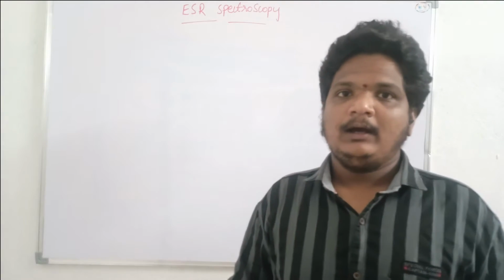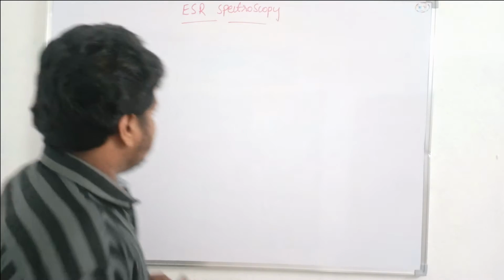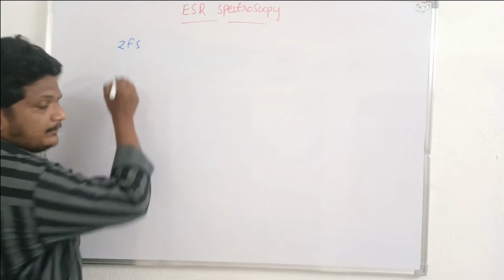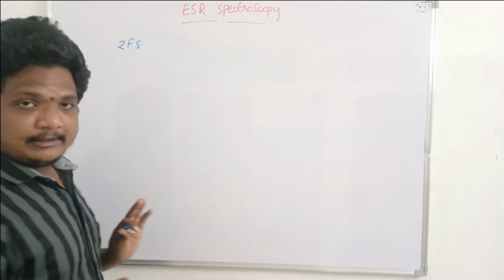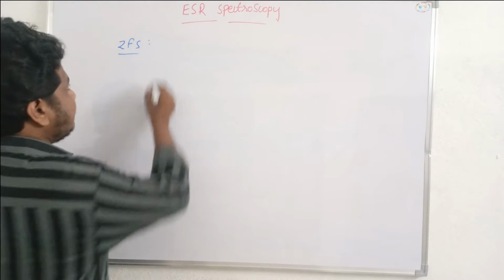In this video, I am going to discuss zero field splitting in the d3 system. ZFS: Z means zero, F means field, S means splitting. Zero field splitting in the d3 system.